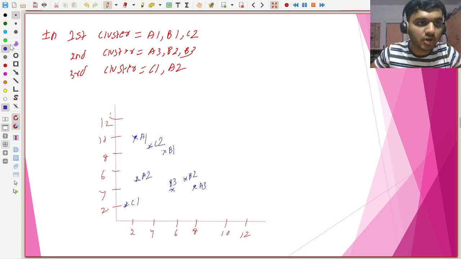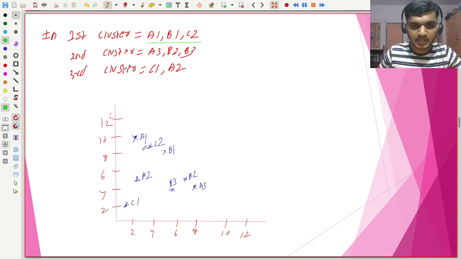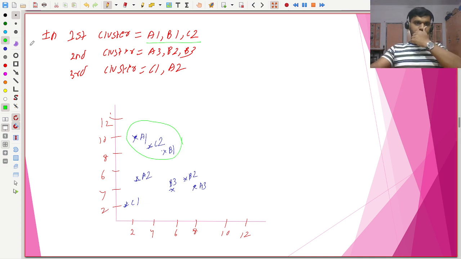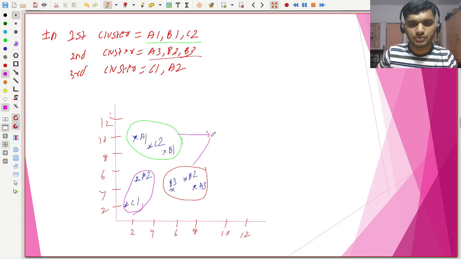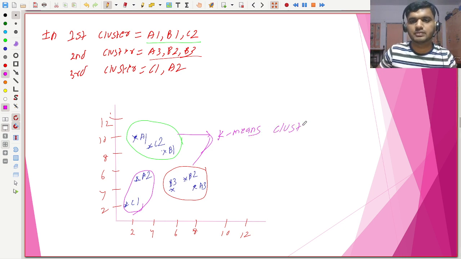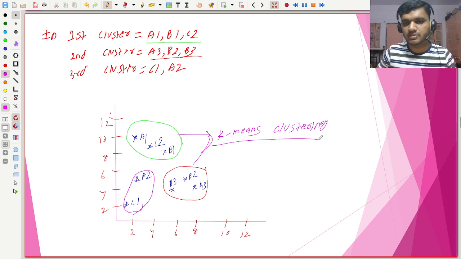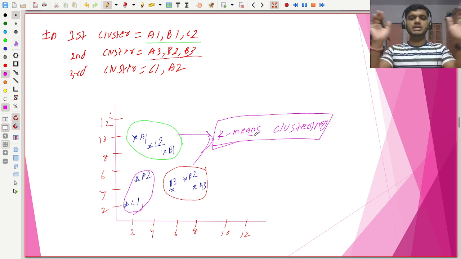Okay, now if you draw the clusters, the first cluster is A1, B1, C2. So you mark A1, B1, C2 as this cluster. So it is one of the clusters. Similarly, if you draw A3, B2, B3, that is one cluster. And the third cluster is C1, A2. So C1, A2 is another cluster. So it looks like a cluster using K-means clustering. Okay. It is the complete mathematical explanation of K-means clustering.